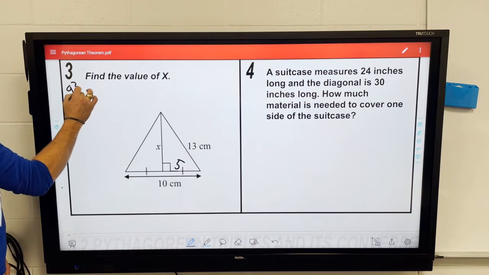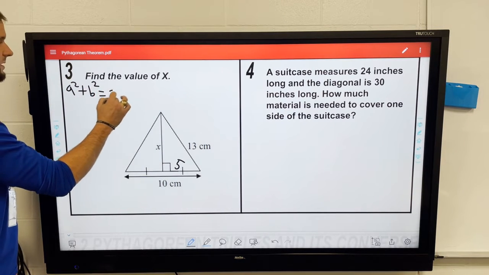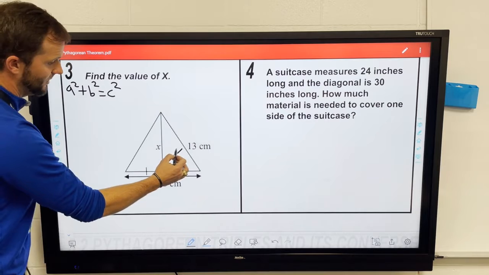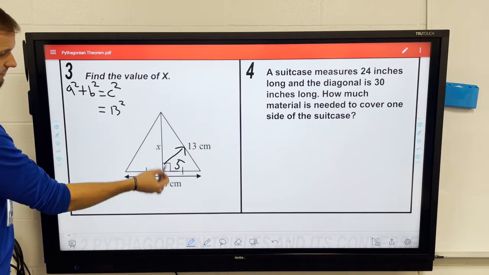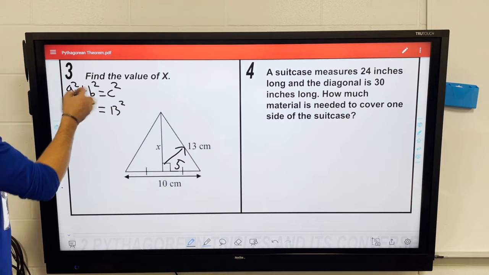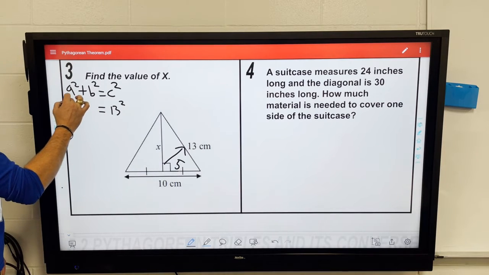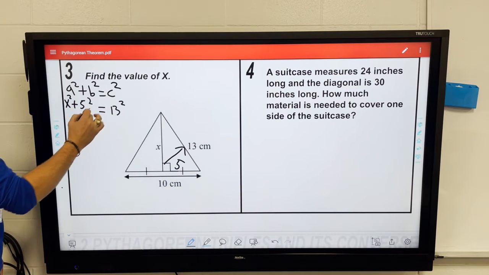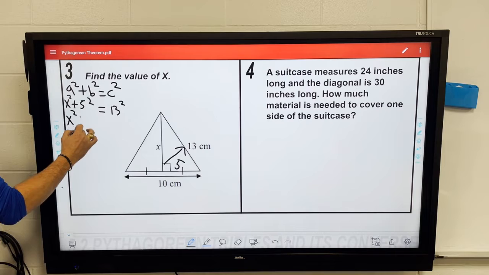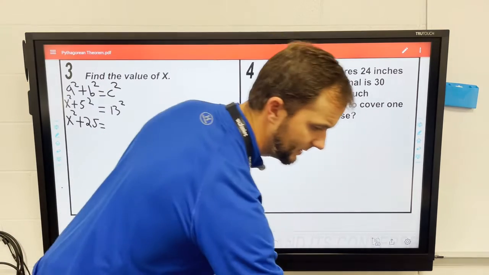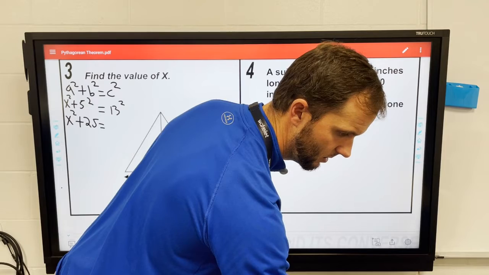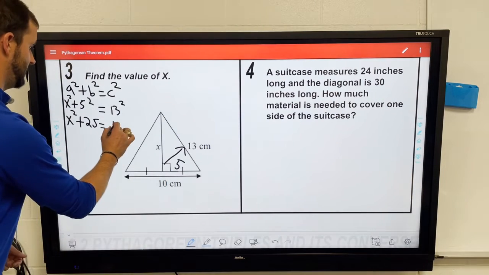So a squared plus b squared equals c squared. I know my hypotenuse is always the c value, so that's going to be 13 squared. And then I can plug the x and the 5 into my equation here. So I'm going to make this x squared, and I'm going to make this 5 squared. So 5 times 5 is 25. 13 times 13 should be 169. Let me make sure. Which should be 169.